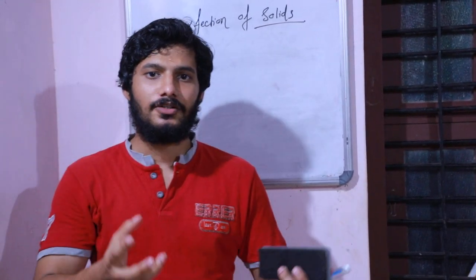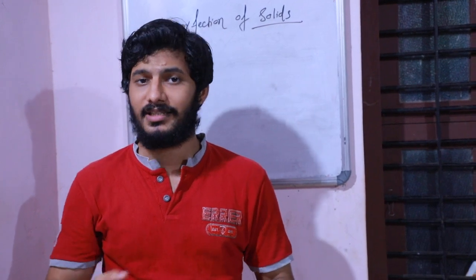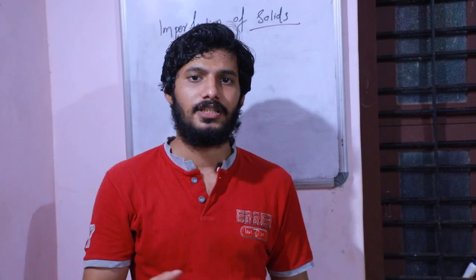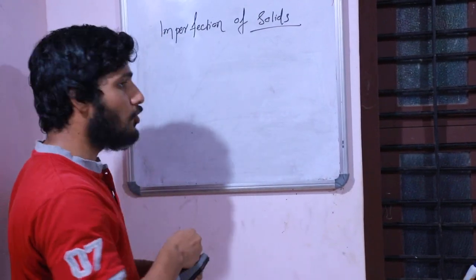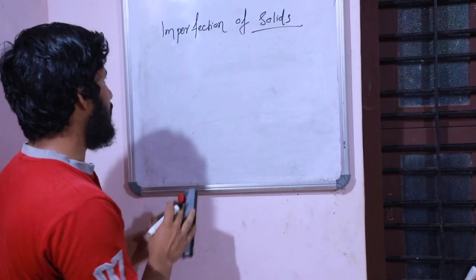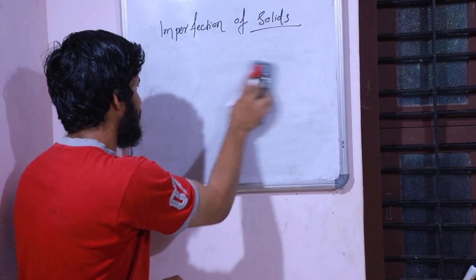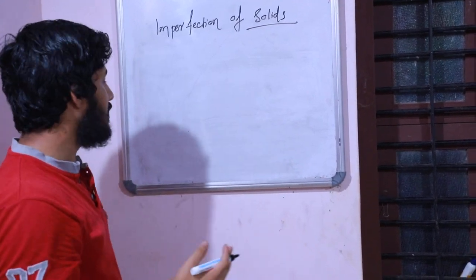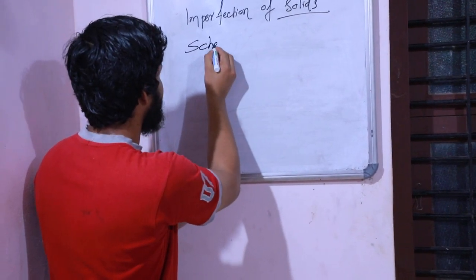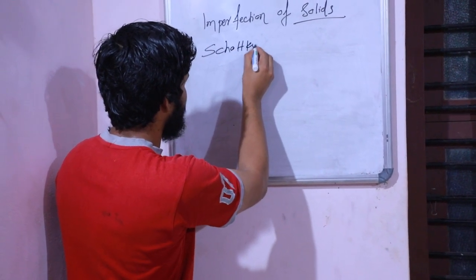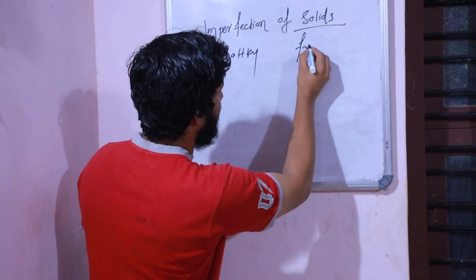Imperfection means any kind of deviation in a perfectly ordered crystal. Any kind of deviation in a perfectly or regularly arranged crystal is known as imperfection. There are mainly two types of imperfection in solids: one is the Schottky defect, and another is the Frenkel defect.